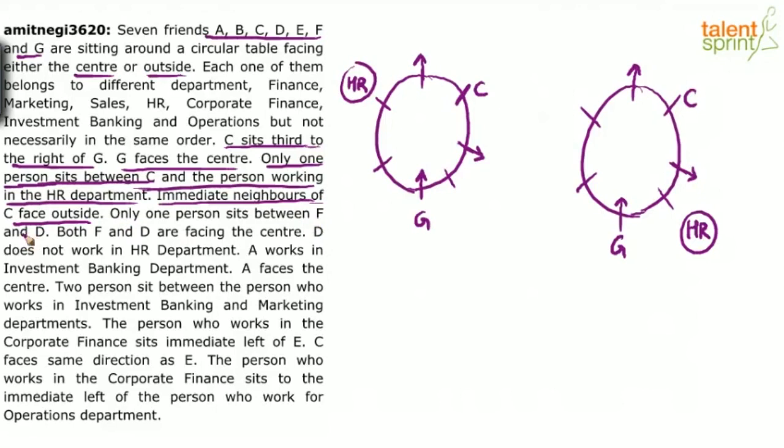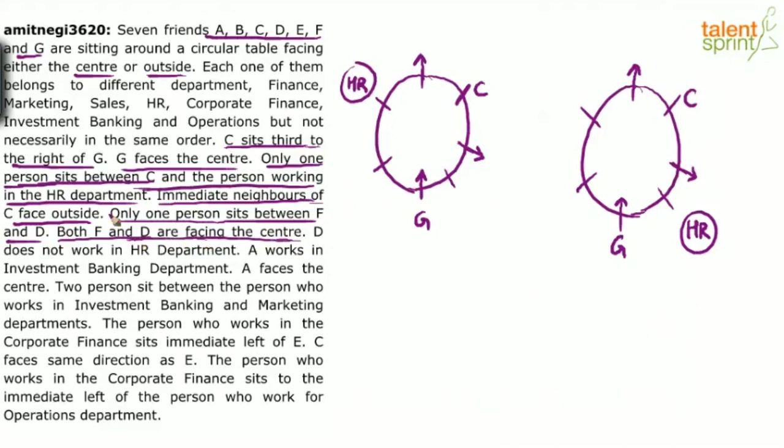Now neither F nor D have been marked here, right? Only one person sits between F and D. Many possibilities are there. F dash D, and so on. Next, both F and D are facing center. This should be useful. Let us combine these two points and use them.